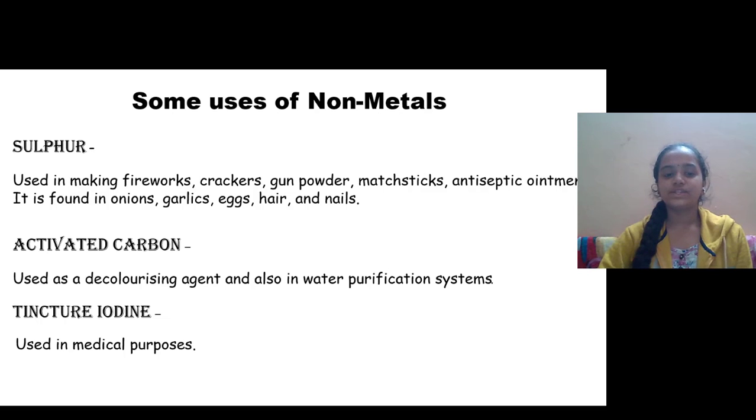Some uses of non-metals. Sulfur. Sulfur is used in making fireworks, crackers, gunpowder, matchsticks, antiseptic ointments, etc. It is found in onions, garlic, eggs, hair, and nails. Activated carbon. It is used as a decolorizing agent and also in water purification systems. Tincture of iodine. It is used for medical purposes.